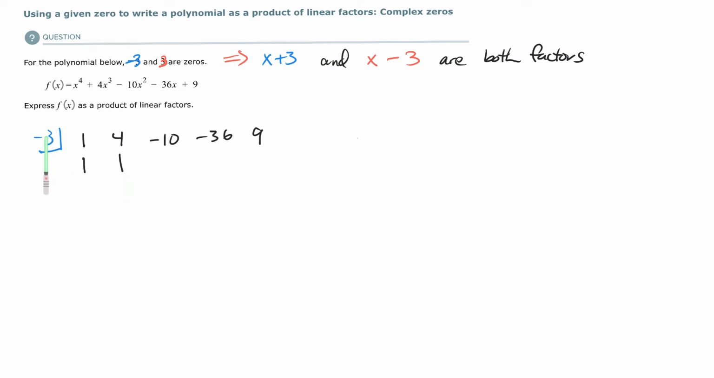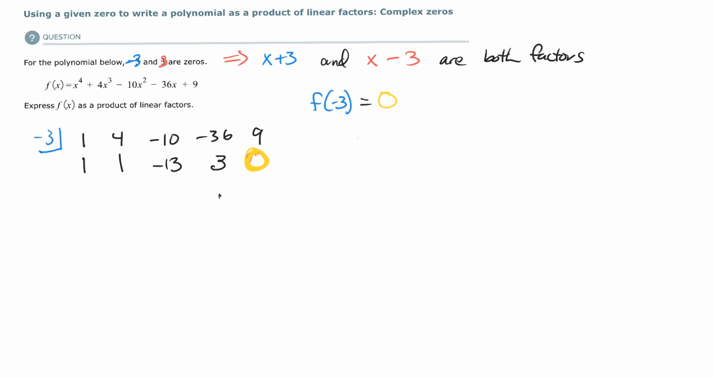So 1 times negative 3 is negative 3, added to negative 10, we get negative 13. Negative 13 goes here. We do the same process to negative 13. Negative 13 times negative 3 is positive 39. Positive 39 added to negative 36 is 3. And then 3 times negative 3 is negative 9, added to 9 gives 0. And not a total surprise, we get a remainder of 0 here. Well, we kind of knew that already because by the factor theorem, f of negative 3 will yield that remainder of 0. Aha!